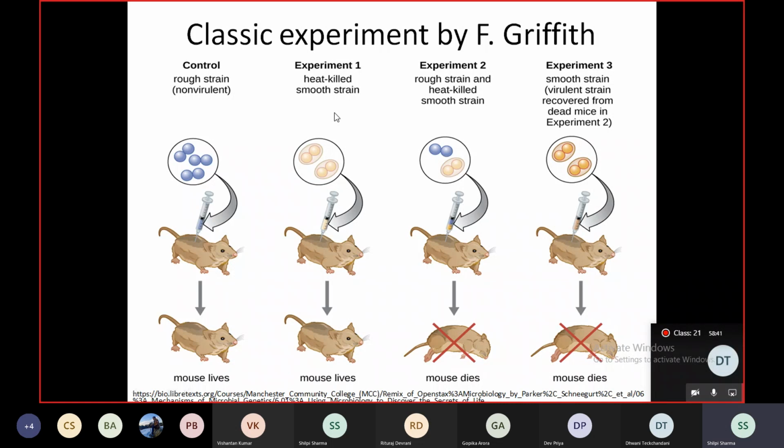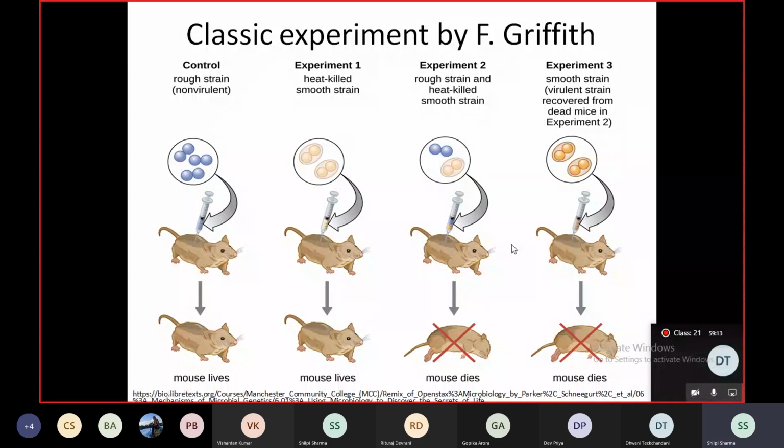Does anyone understand something? Ask. Everything is clear, right? The heat kills smooth strain, rough strain. Rough strain is non-virulent, and what is the rough strain and heat kills smooth strain? Did you understand how the mouse is dying? Yes, ma'am. Okay.